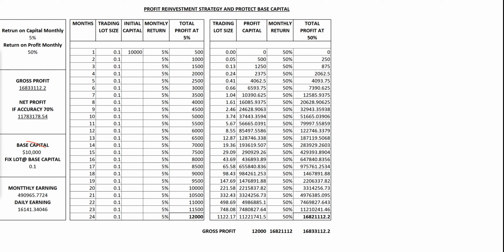So here we have started with the base capital of $10,000 and we take a lot size of 0.1. So this is a 24-month period of time, so 2 years, and the lot size we took is only 0.1, and 5% return, as you can see, is equal to $500 profit.